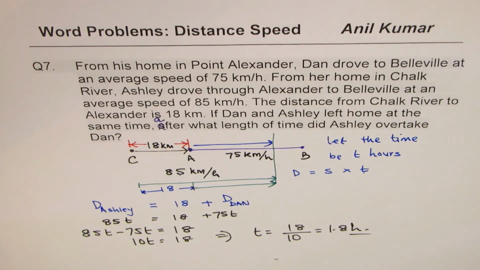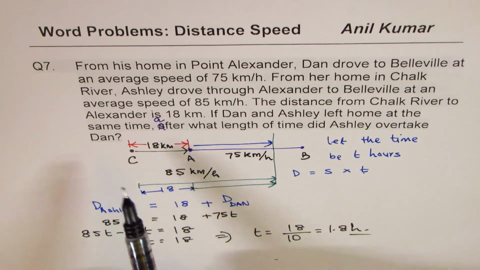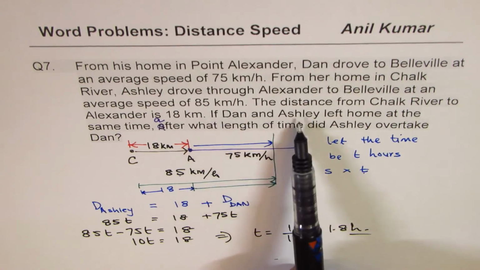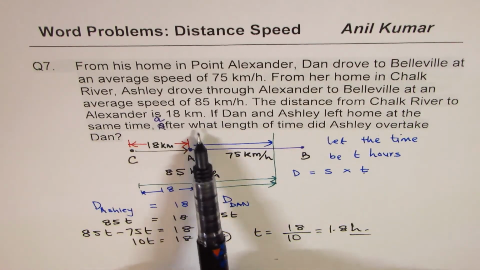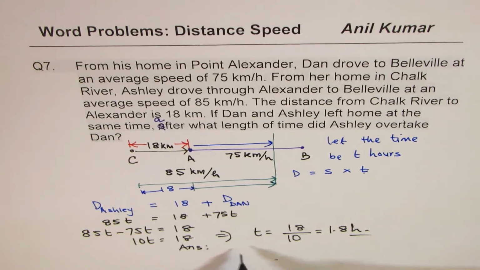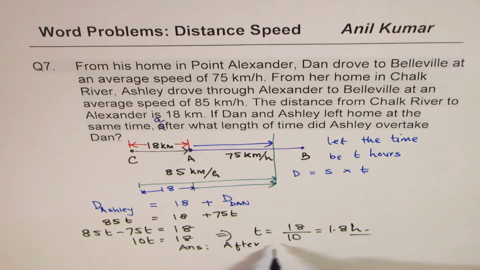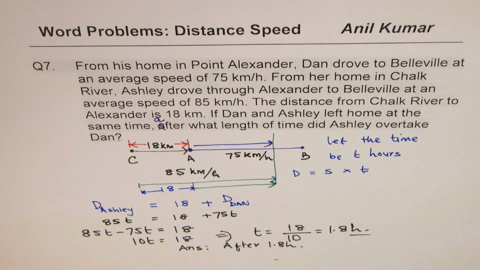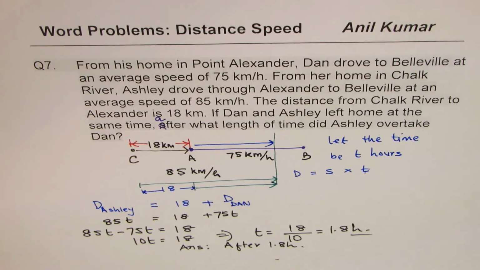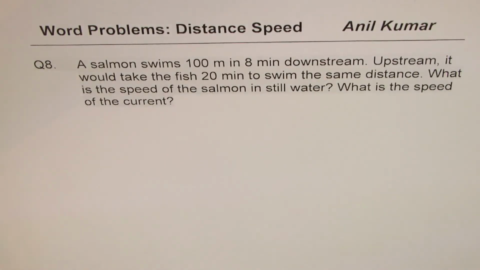Do you see that? So that is how you could easily find the time when Ashley overtakes Dan, right? So the question was, if Dan and Ashley left home at the same time, after what length of time did Ashley overtake Dan? So our answer is after 1.8 hours, right? So that is how you're going to answer this. So this is not that difficult, but you have to understand, this figure helps you to understand. Perfect. Let's move on to the last question, which is question number 8.